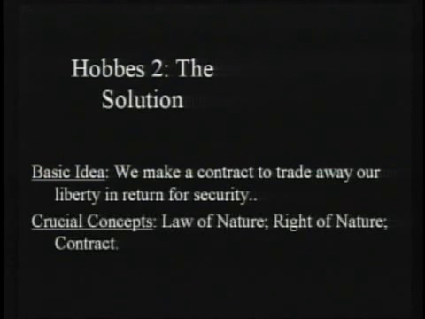articulates this idea, you've got to get clear about these crucial concepts, these two additional state of nature concepts, the concept of a law of nature and a right of nature. We can pop away from the slide now. So there are actually three distinct crucial state of nature concepts in Hobbes and a further potential source of confusion.